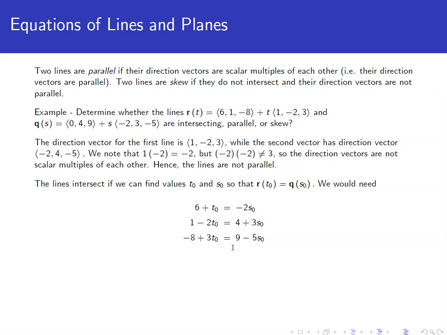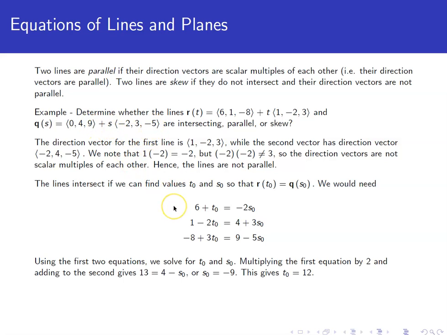We would have 6 plus t naught has to be negative 2 times s naught, equating x components, right? 6 plus t naught times 1, so that's 6 plus t naught, has to equal 0 plus s naught times negative 2, or negative 2 s naught. Do the same thing for the y components: 1 plus t naught times negative 2 has to be 4 plus 3 times s naught. And then finally, negative 8 plus 3 times t naught has to be the same thing as 9 plus negative 5 times s naught.